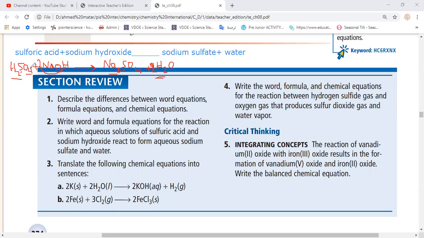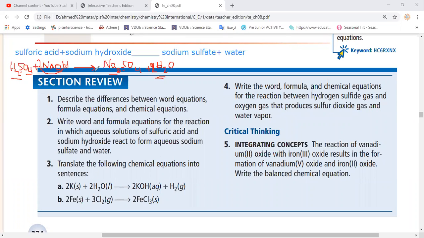Then we have 1 sulfate group SO4 here, and 1 sulfate group SO4 here, and then 2 sodium, and here 2 sodium. Here we have 2 oxygen, and here 2 oxygen. So the chemical equation is balanced. Without adding these 2 coefficients, the chemical equation is not true, because it must be balanced to satisfy the law of conservation of mass. Clear, guys? Is it clear? Yes.